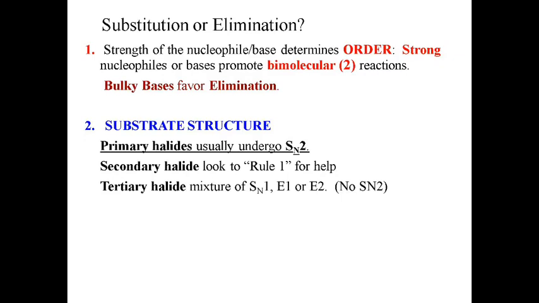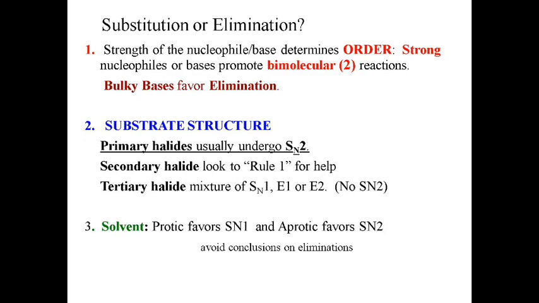Secondary halides really suck to deal with. Ultimately, go back to Rule 1 and hope Rule 1 solved it for you. Otherwise, you're kind of dead in the water. Or, on a multiple choice test, look for the all of the above answer. Tertiary halides get you a giant mixture: SN1, E1, and E2. Solvent: protic favors SN1, aprotic favors SN2. Eliminations are dodgy. Be careful with using solvents to predict an elimination reaction. And then the last thing I look for typically is heat. I'm not sure that's actually on here. Yeah, there it is. High temperatures favor elimination.